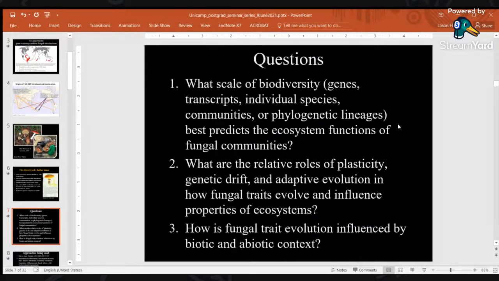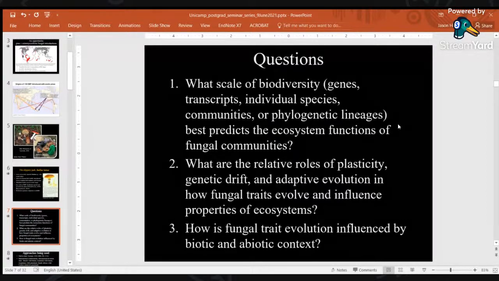Secondly, what are the roles of plasticity versus genetic drift versus adaptive evolution in how fungal traits evolve and how they influence the properties of ecosystems? And then finally, how is fungal trait evolution influenced by its biotic and abiotic context? These, to me, are some of the more interesting questions in microbial ecology and biology more broadly, and all of them can potentially be addressed in this system of introduced pines and their ectomycorrhizal fungi.